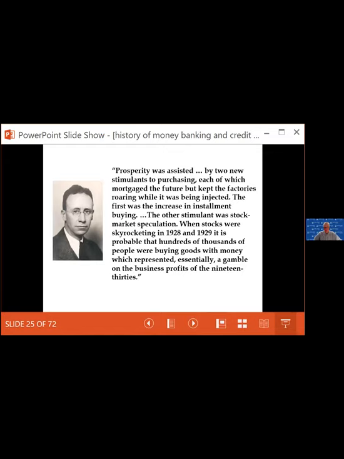"When stocks were skyrocketing in 1928 and 1929, it is probable that hundreds of thousands of people were buying goods with money which represented essentially a gamble on the business profits of the 1930s." So an expectation: things are getting good, they're going to stay good, they're going to be good for as long as we can foresee in the future. And so let's get in on the game.